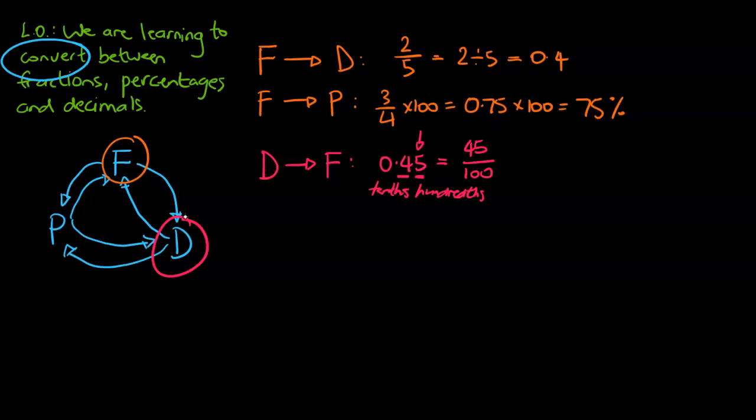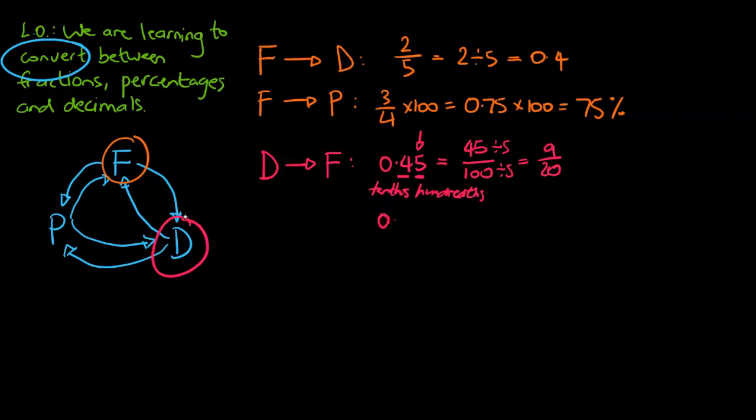We then just look to simplify, and I can see both of these have a 5 in common, so I'm going to go divide by 5, divide by 5. That there is going to be 9/20. And I can't see any other common factors in here, so I think that there would be my final answer. So let's have a look at another example.